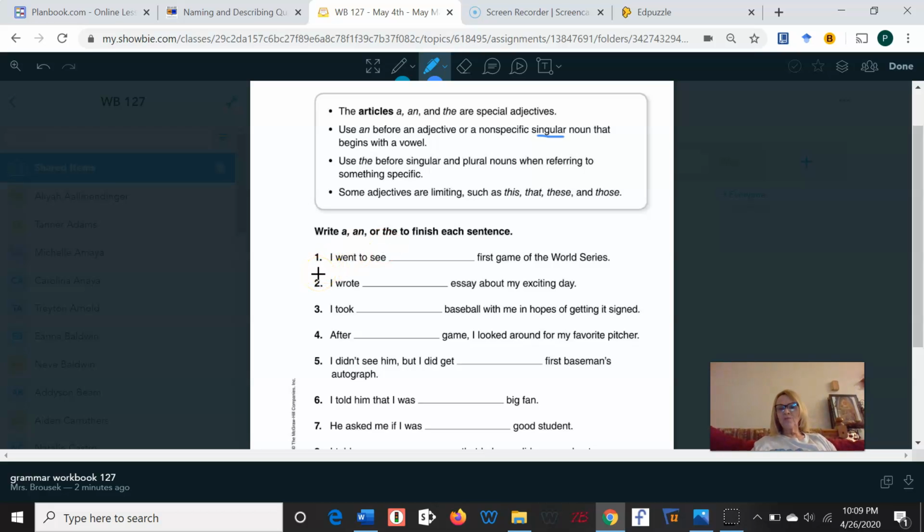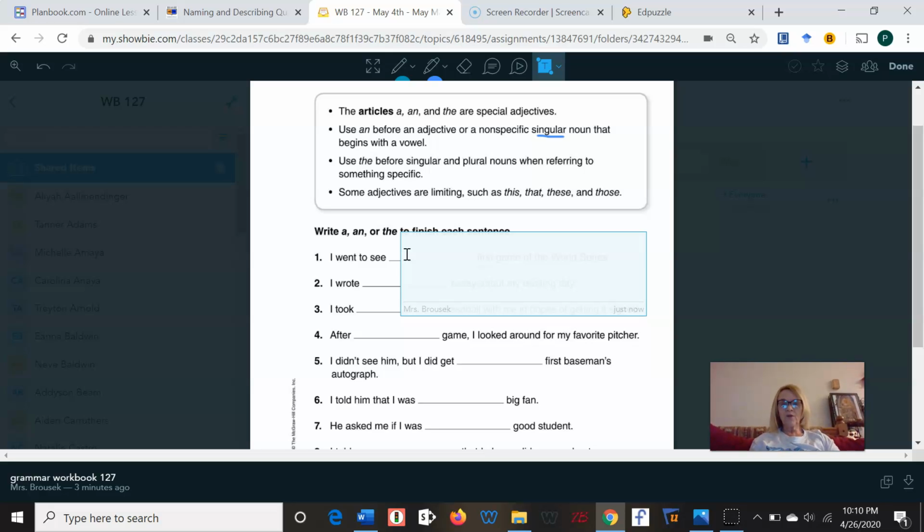So our first one said, I went to see blank first game of the World Series. Okay, so we have to look at what's coming behind our blank, and we have the word first. And when we look at the word first, we see that it begins with a consonant. So that gives us two choices. We can either use the article a, because we use a when our word begins with a consonant, or we can use the word the when our word begins with a consonant. So we need to put both of those in the blank and we need to see which one makes sense. I went to see a first game of the World Series, or I went to see the first game of the World Series. And we know that the word the probably makes more sense. We're going to go ahead and I'll type in the word the.